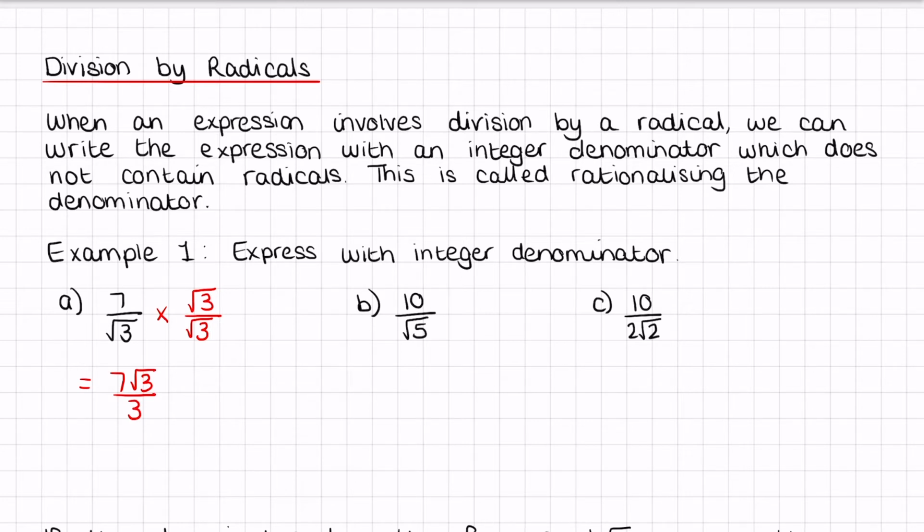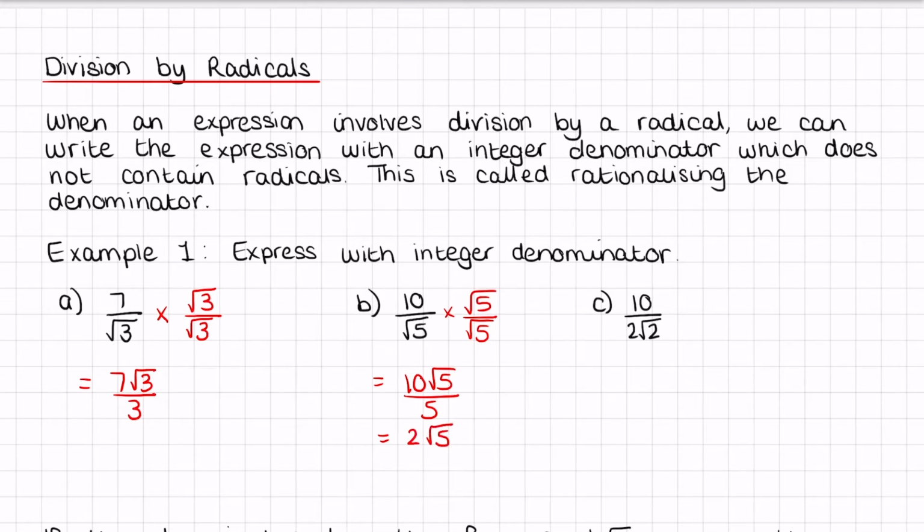Same idea with b, nothing really different here. This time they'll all be multiplied by root 5 on root 5. And then multiply our numerators, so it'll be 10 root 5 over root 5 times root 5, which is just 5. And then we can simplify the 10 and the 5. 10 divided by 5 is just 2, so our final answer will be 2 root 5.